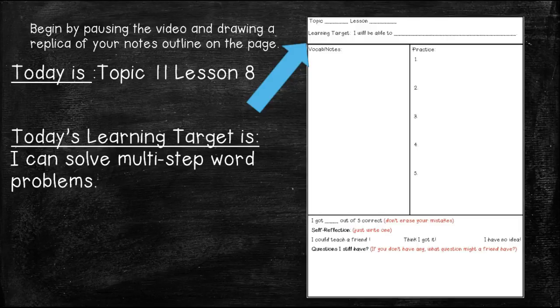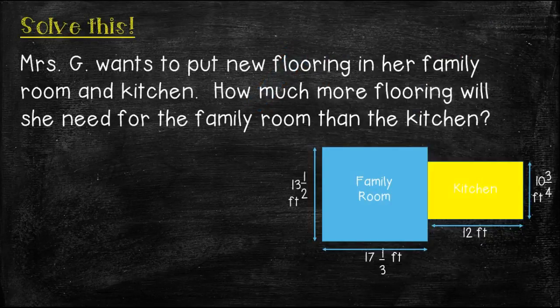Today we're going to be talking about Topic 11, Lesson 8, and today's learning target is I can solve multi-step word problems. This is always a really difficult thing for a lot of fifth graders to do because it takes a lot of thinking. So right now I want you to put your thinking cap on, make sure all of your distractions are gone, and let's get to work.